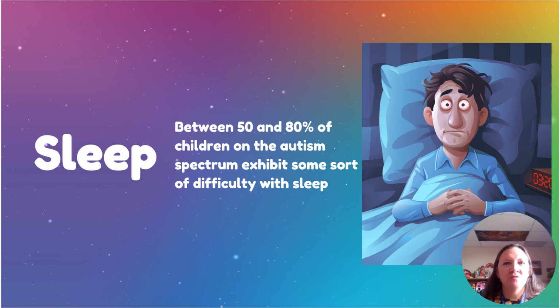I feel like no discussion around autism and co-occurring diagnoses would be complete without a discussion of sleep. Between 50 and 80% of children on the autism spectrum experience one or more sleep problems. This might be difficulty falling asleep, might be night waking or having difficulty staying asleep, waking too early in the morning, poor sleep quality, even though the quantity is acceptable. Some of the causes of this, GI distress, as we talked about.